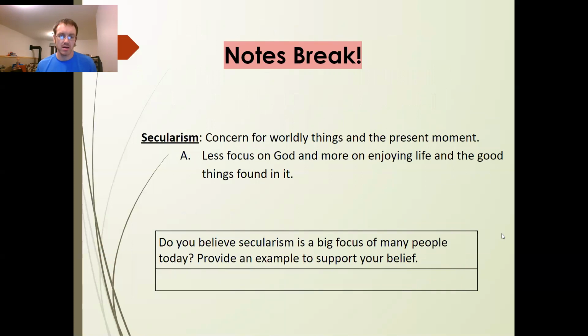So a quick notes break here. Do you believe secularism is a big focus of many people today? Do people focus more on the current world and moment than they do on God and what might come after this life? So, take a minute and think about that and provide your answer. What do you think?